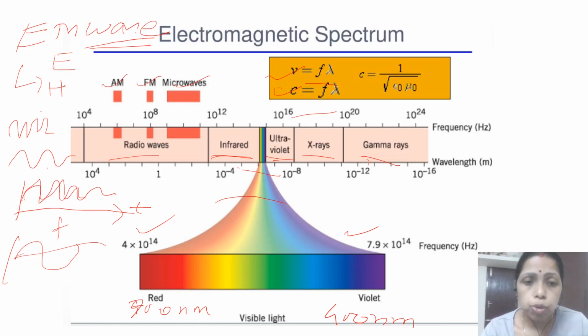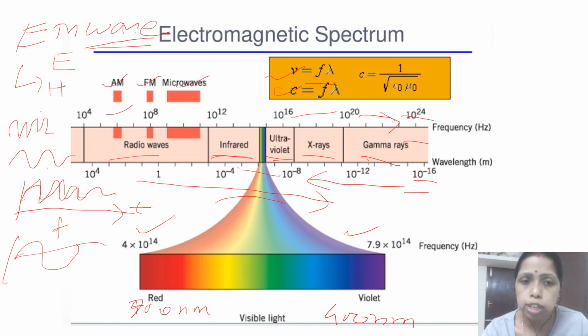If you go this way, from radio wave to gamma ray, wavelength will decrease but frequency will increase. For radio wave, wavelength is high but frequency is less. For gamma ray, wavelength is less and frequency is high. Based on the frequency and wavelength values, various bands are used for various applications.